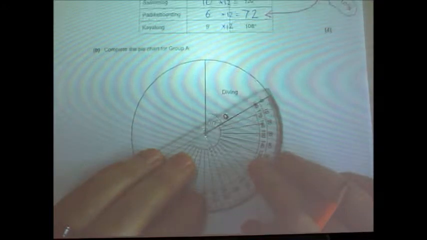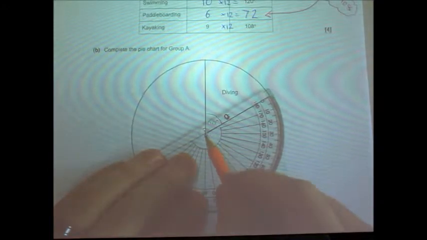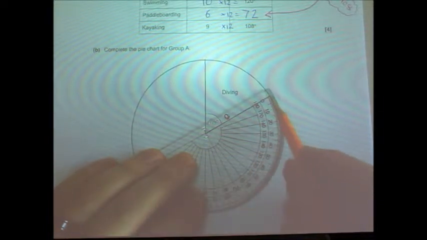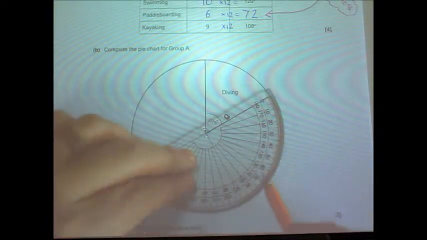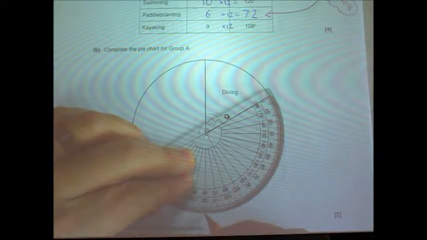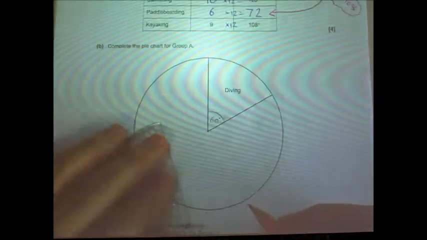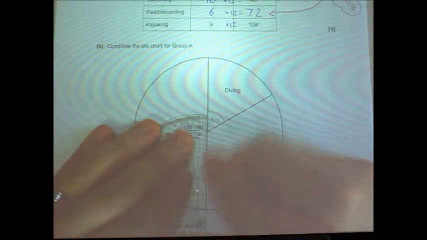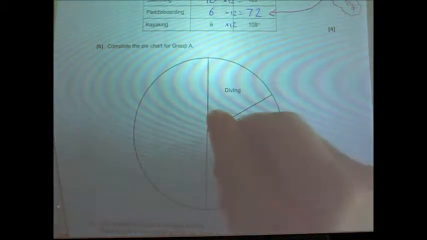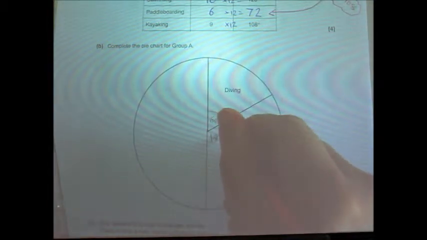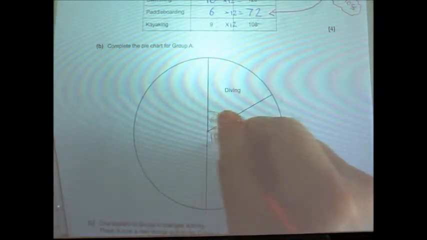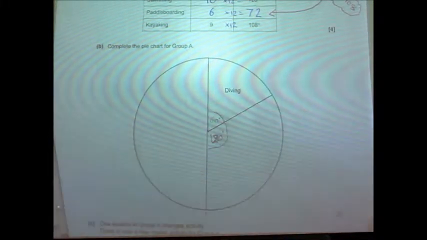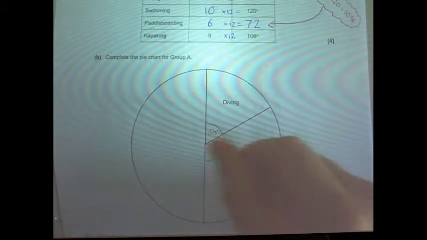So you line your protractor up like that, you get the circular bit on the middle, and make sure that line is on the one that's already drawn. So in this case, we're starting from 0, and 120 is all the way down here. I'm going to mark that there, and I'm going to connect that up. Now, some of you might notice that seems to be half the circle. And if you thought that, you're absolutely right, because 120 degrees, not 180, 120 degrees add 60 degrees is 180 degrees. So that was for swimming.